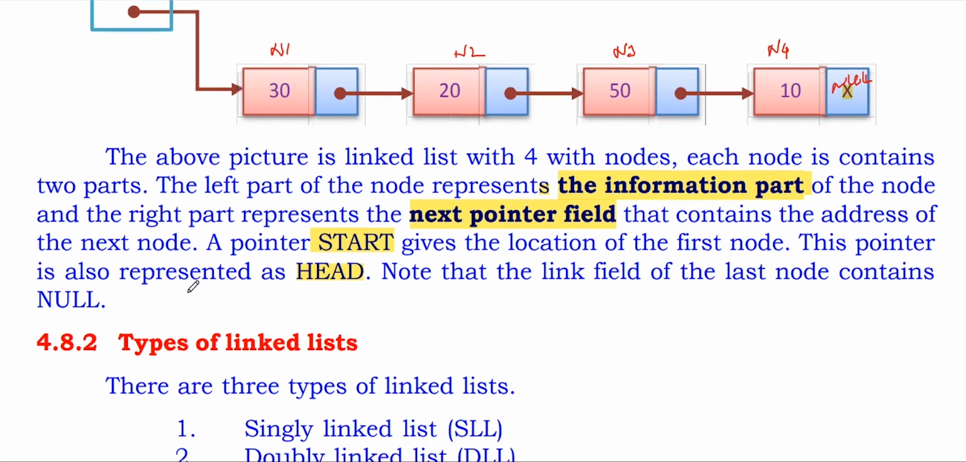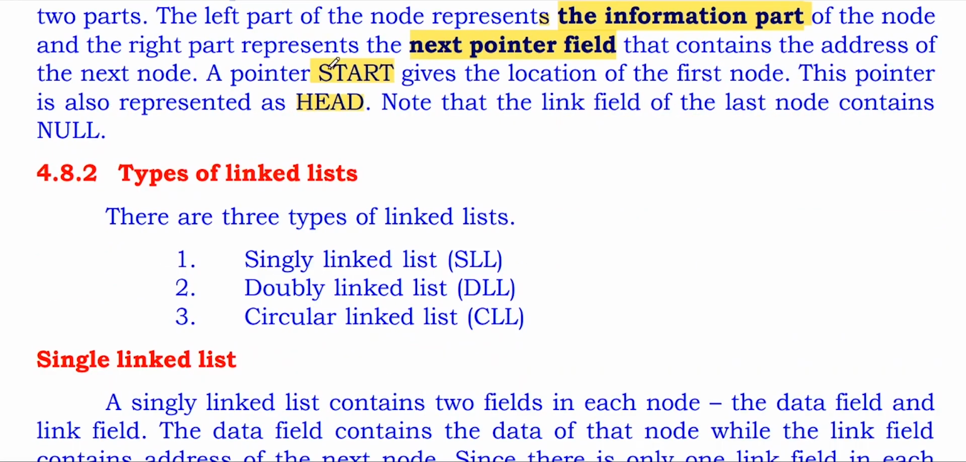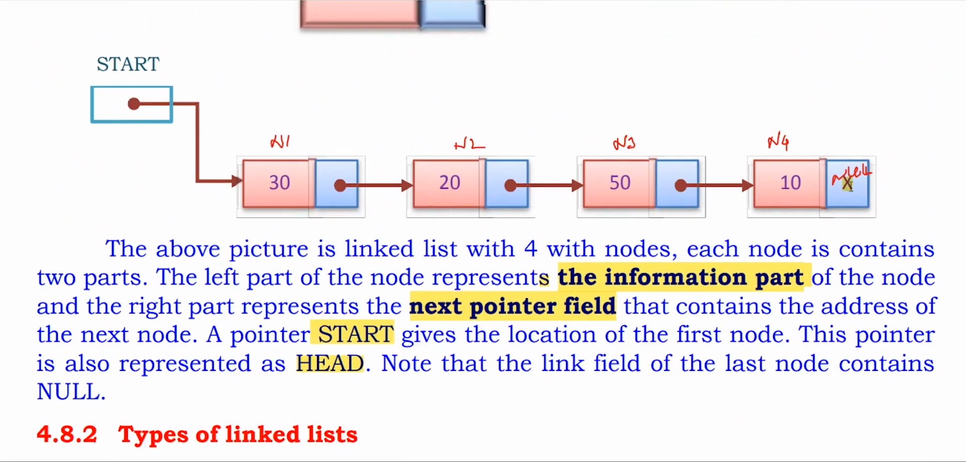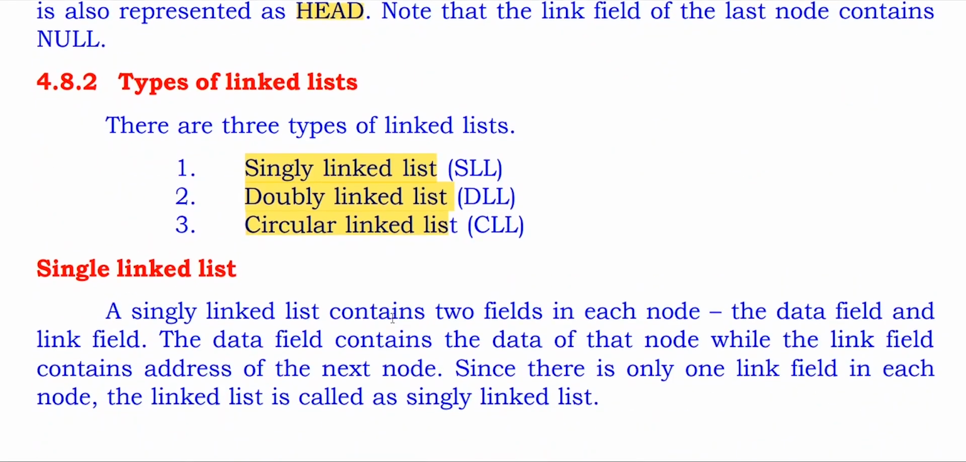So let us learn the types of linked lists. There are basically 3 types of linked list. One is called the singly linked list, another is the doubly linked list, and one more is the circular linked list. What we have discussed so far is an example of a singly linked list. We will discuss them one by one.